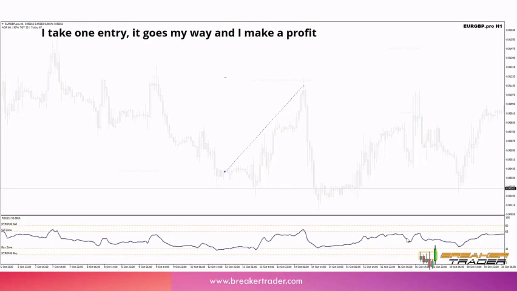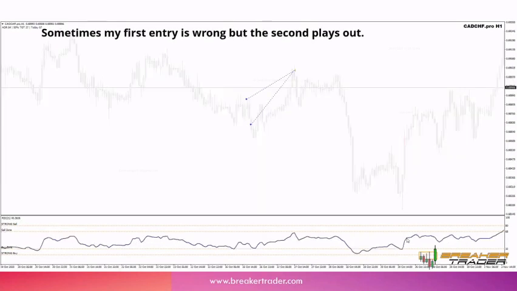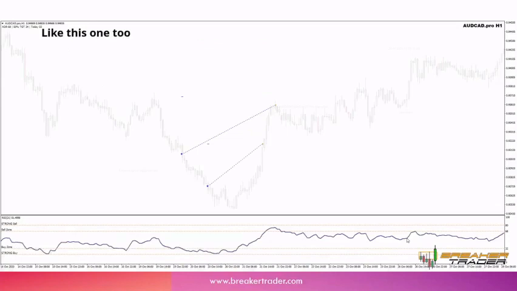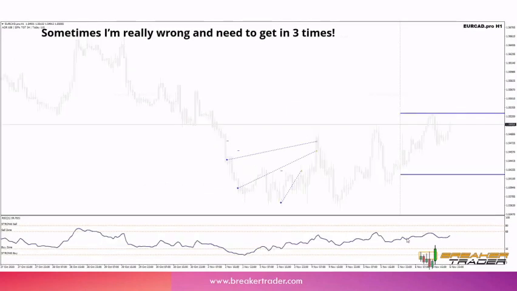Sometimes it takes one entry, as I said. Sometimes my first entry is wrong, but the second entry that I take is right. In this case, both of them were right. Like this one, look how wrong I was there with my entry. Got it completely wrong. Did I make money? Yeah. I even got in again because I was pretty sure it was going up, but I wasn't quite sure exactly when. Sometimes I'm really wrong and I need to get in 3 times. And that's absolutely fine.